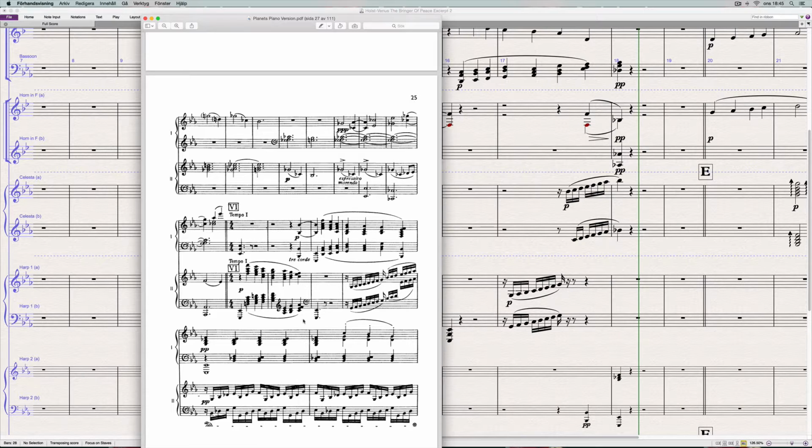So you see, I didn't look at this when I did my reduction, but it's pretty darn close. It's basically exactly the same thing.